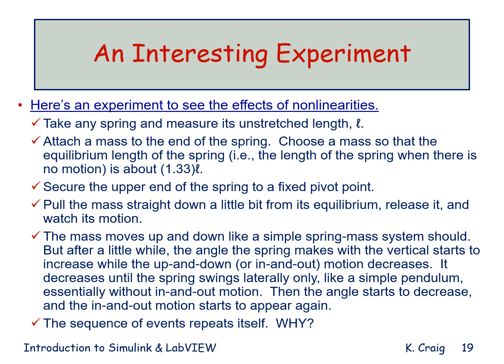We saw this in video 1. The mass moves up and down like a simple spring mass system should, but after a little while, the angle the spring makes with the vertical starts to increase, while the up and down, or in and out, motion decreases. It decreases until the spring swings laterally only, like a simple pendulum, essentially without in and out motion. Then the angle starts to decrease and the in and out motion starts to appear again. The sequence of events repeats itself. Why?